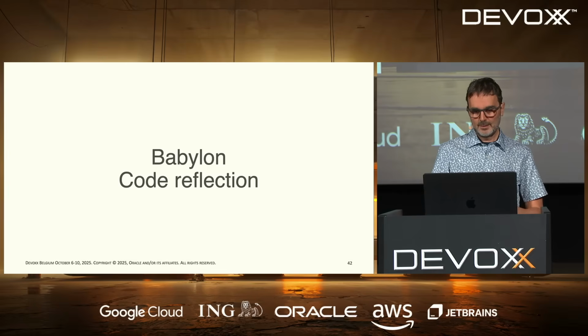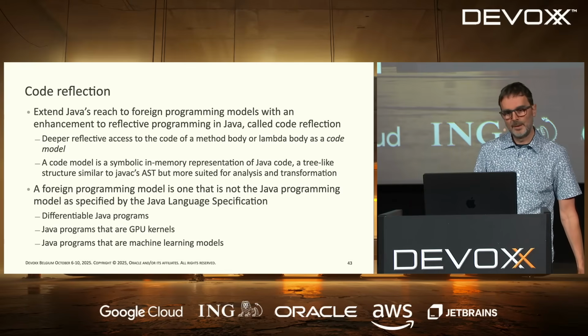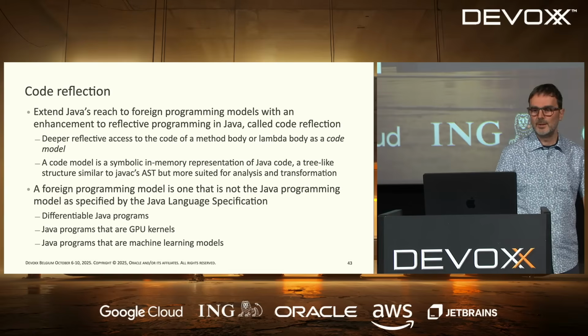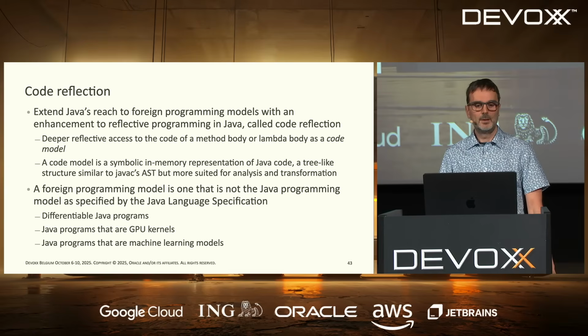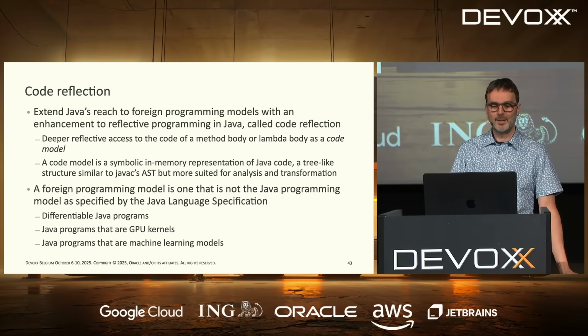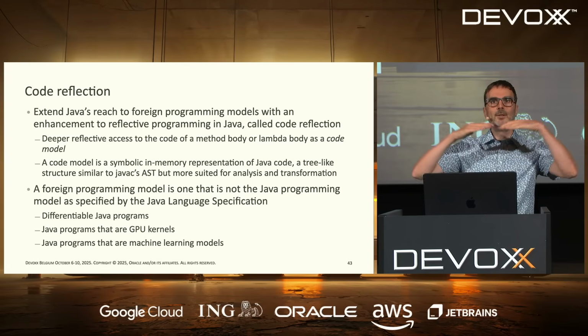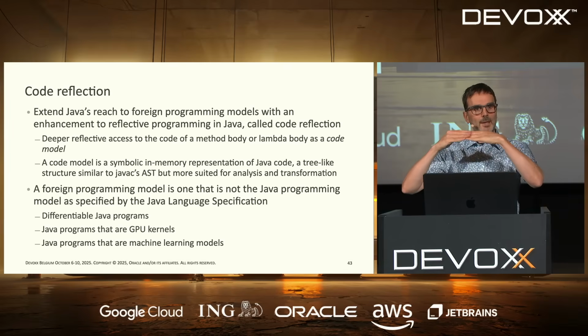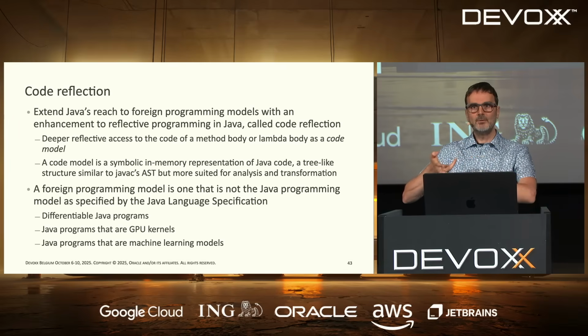Okay, so let's go on to Babylon and code reflection. So code reflection is all about extending Java's reach to foreign programming models with an enhancement to reflective programming in Java that's called code reflection. So reflection today only gives you access to the surface details of a program. Given a class, you can reflect over it and say, what are my methods? What are my fields? But you can't say, what is the code in my method? Or what is the code in the Lambda expression?